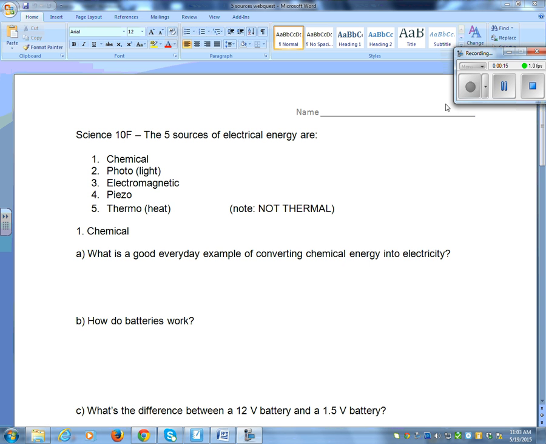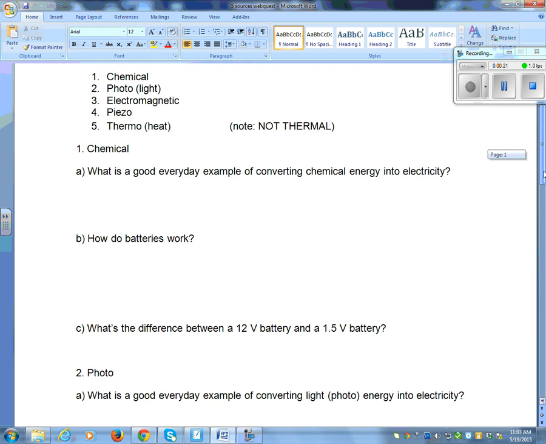Okay, chemical. A good everyday example of converting chemical energy into electricity is the battery. We use them all the time. There's a battery here, and a battery in a lot of these things, right? So, how do batteries work?